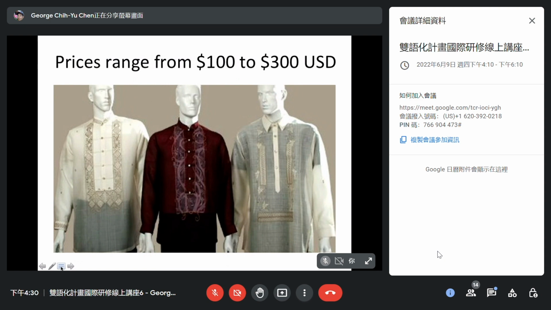Okay, so next time when you go to the Philippines, you can take a look at this in their department store. It is quite fashionable.